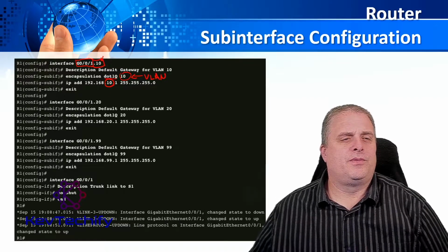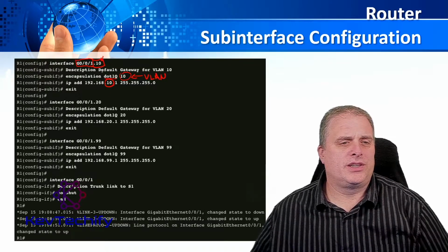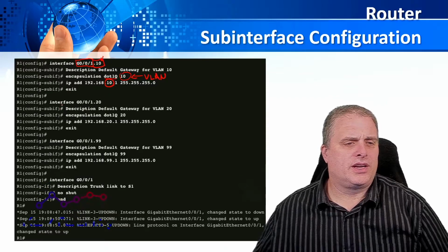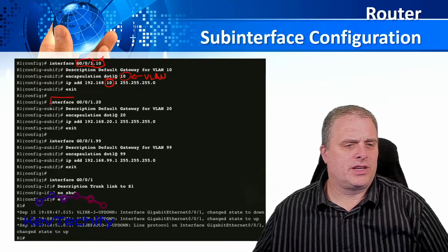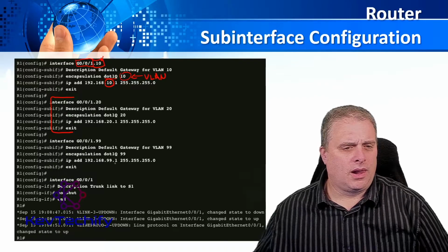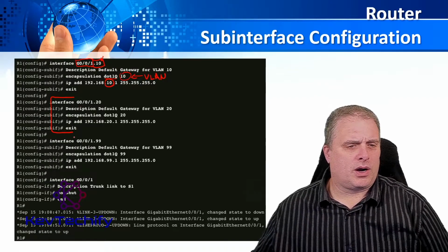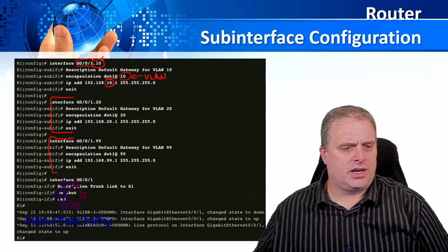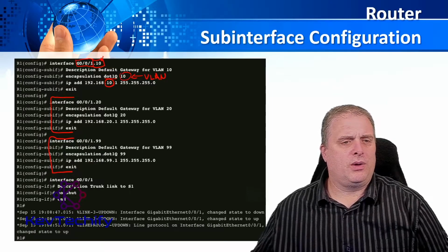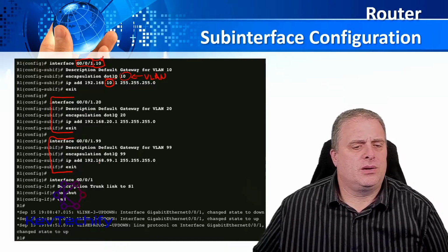Once we set up VLAN 10, our sub interface for 10, we go ahead and set up our sub interface for VLAN 20. Set that up. We set up our management interface right here. Set up our default gateway. We set all three of these up.